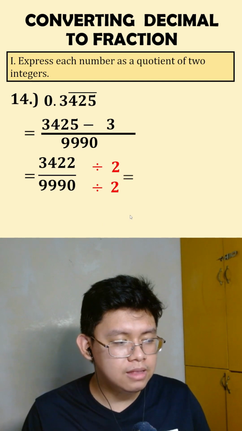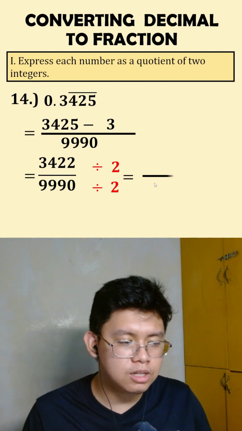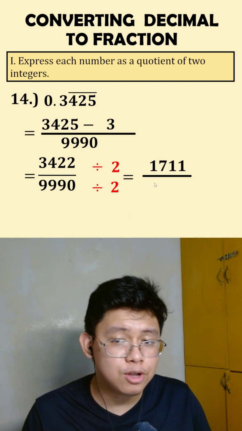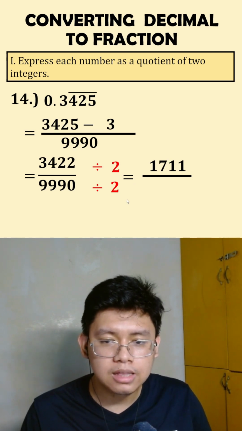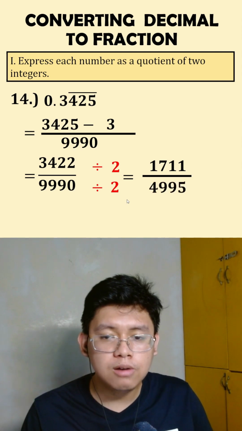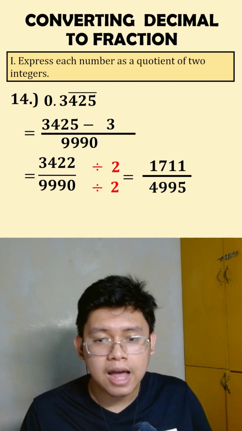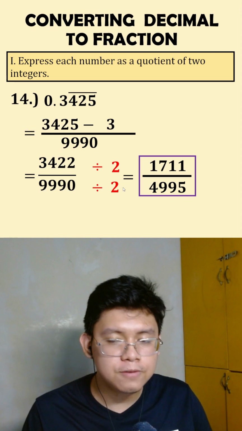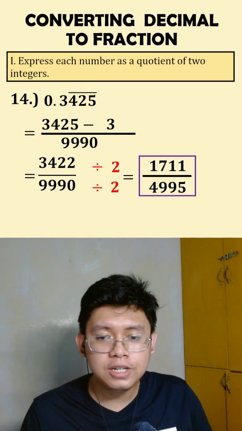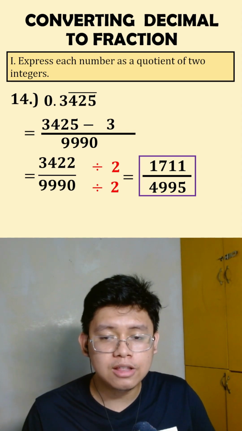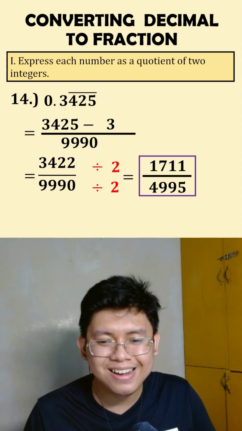So, let's divide the numerator by 2. That will give us 1,711. And yung denominator natin, let's divide it. That will give us 4,995. And that will be our fraction form of this decimal number. 1,711 over 4,995. And that's it. Ta-da! Alright.